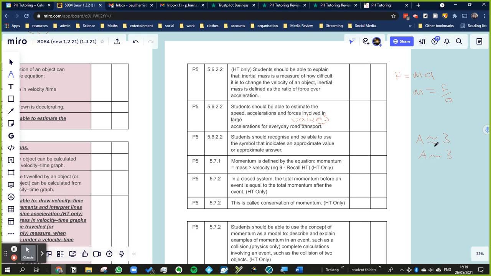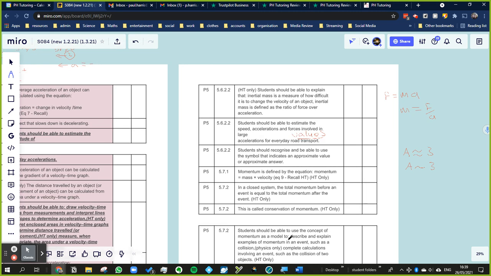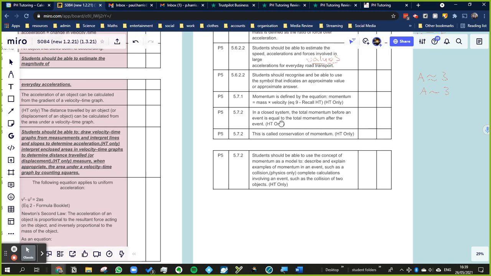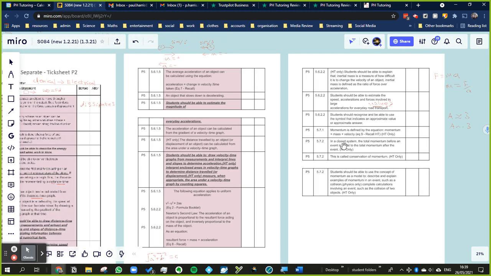But yeah, momentum is defined by the equation mass times velocity. We may not have a chance to look at momentum. I'm just trying to work out whether we should look at momentum. Let's dive into the resource bank, and we can have a look at some simulations, and maybe we can look at a bit of momentum, a bit of motion graphs.